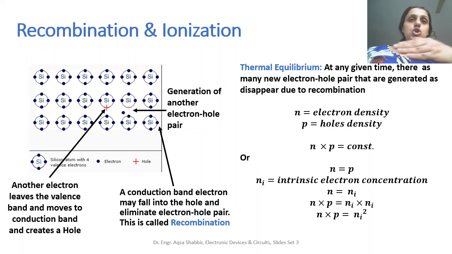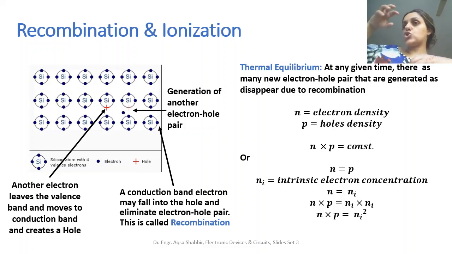As this generation of electron-hole pairs is always taking place, likewise, concurrently, the process of recombination is also taking place through the silicon. Now, what is the process of recombination? Recombination is when an electron in the conduction band falls into one of the holes inside the silicon. When an electron from the conduction band falls back and fills in one of the holes that was there inside silicon, an electron-hole pair is eliminated. This process is the exact opposite of ionization, and it is called recombination.